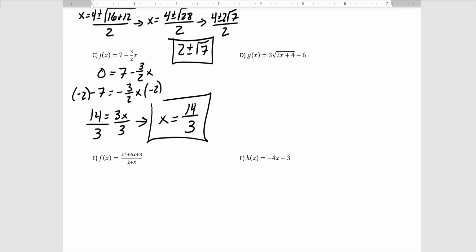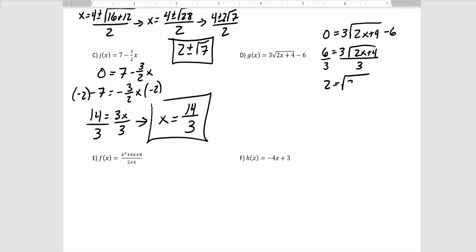All right, letter D. Ooh, fun! Let's set this equal to 0. 3 square root of 2x plus 4, and then minus 6. First thing I'm going to do is add 6 to both sides. So 6 equals 3 square root of 2x plus 4. Divide by 3. I get 2 equals the square root of 2x plus 4.